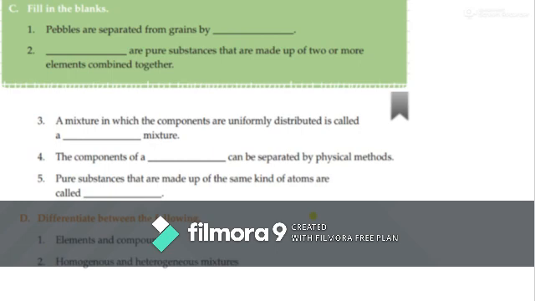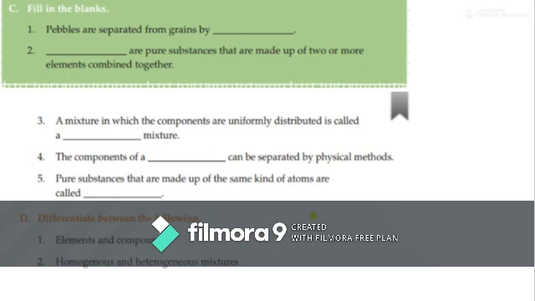This is the fill in the blanks. Where pebbles are separated from the grain is hand picking. Pebbles can be separated from the grain by hand picking, right? Next is differentiate between the following.